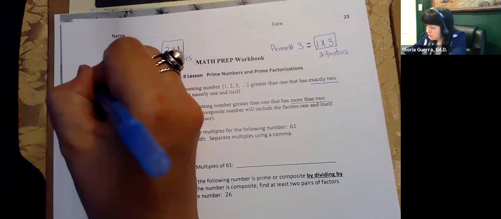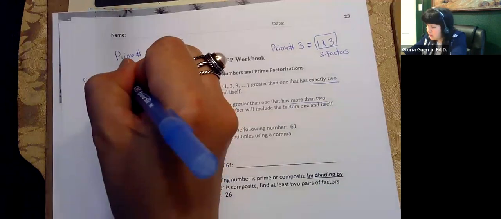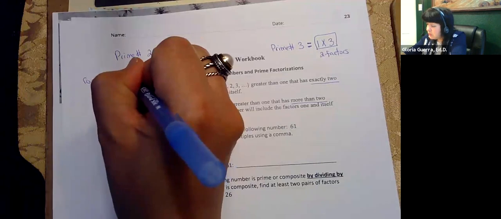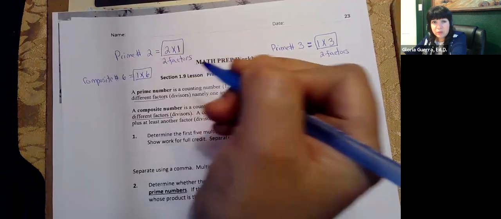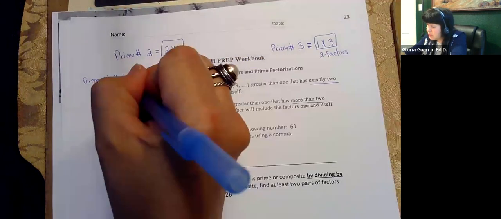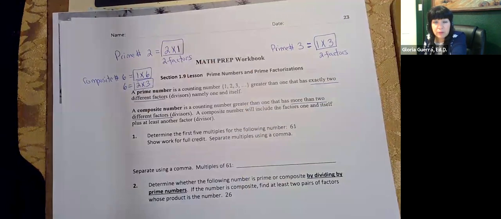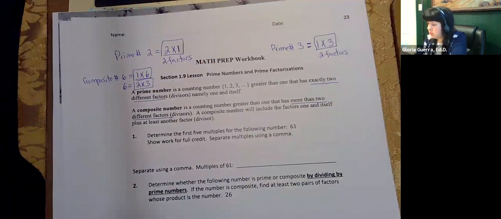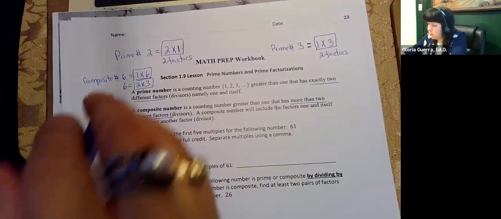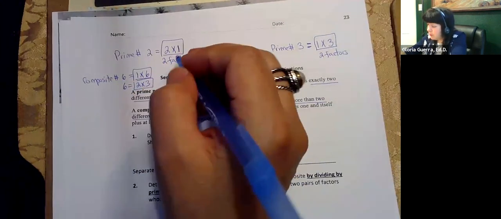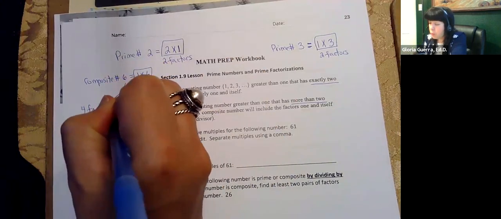Composite number: 6 is composite because 6 is equal to the obvious, right? 1 times the number itself, 1 times 6. But 6 is also equal to the product of these counting numbers, 2 times 3. So that means you go beyond just exactly 2, and that is what makes it composite. This has a total of 4 factors: 1, 2, 3, 4.